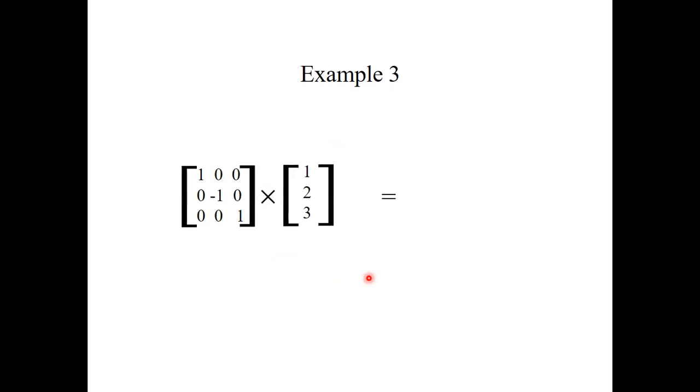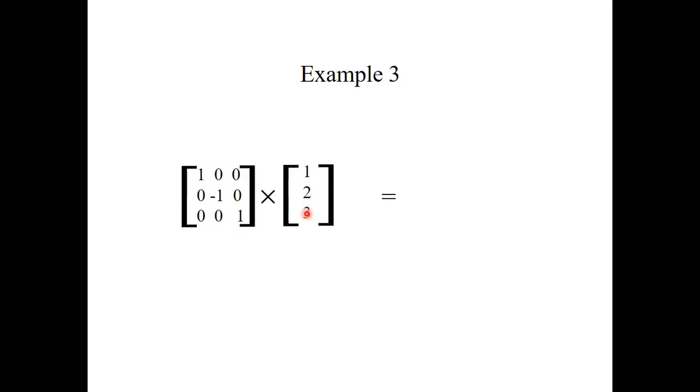Okay, now let's do one more example. So now we multiply a 3 times 3 matrix with a 3 times 1 matrix, 3 rows and 1 column. So first of all, can we do this? The number of columns in the first matrix is 3. The number of rows in the second matrix is also 3. So we know that we can do the multiplication.